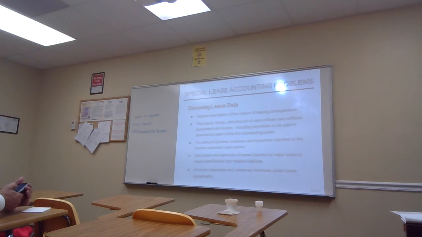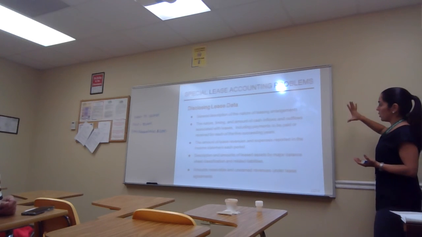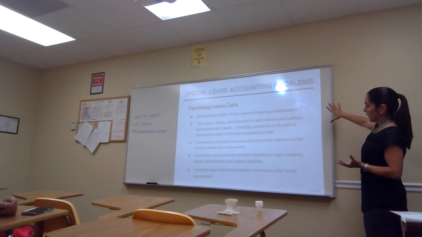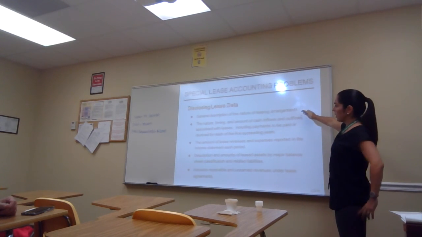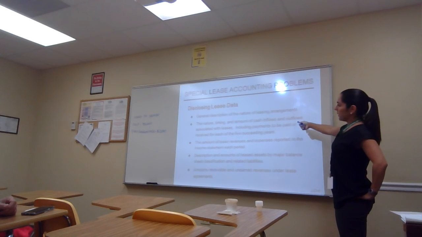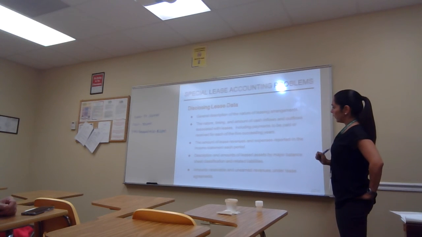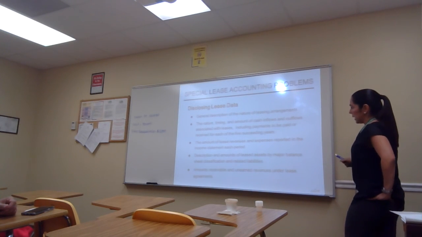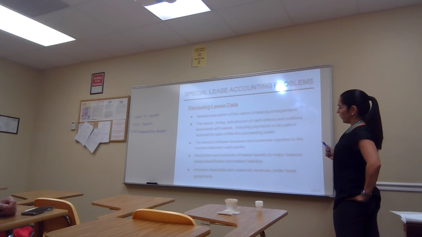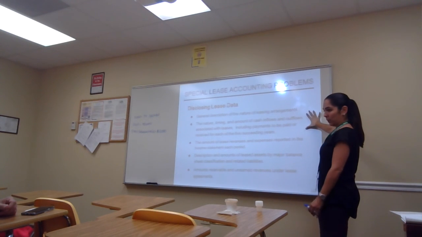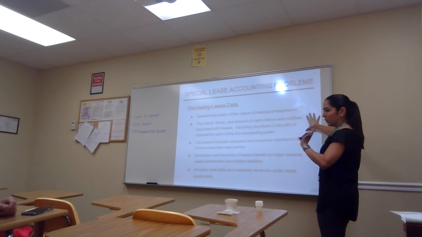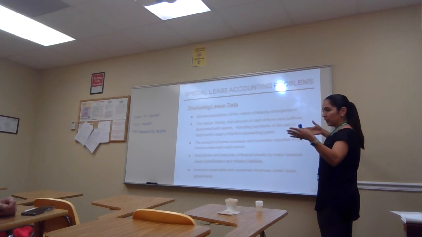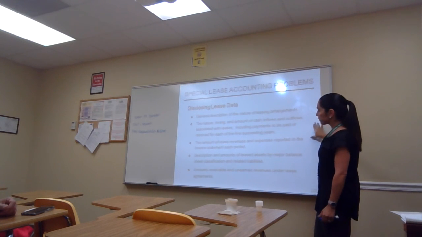And the last slide is disclosing. So this is basically when you have a lease, what information gets disclosed on your financial statements. In the notes section, there's usually going to be a description of the nature of the leasing arrangement, the nature, timing, and amount of cash inflows and outflows associated with the lease, including payments to be paid or received for each of the 5 succeeding years. So remember that, it's 5 years. That's the most you have to put on your statements. You don't have to go further. So if it's a 10-year lease, you only have to put 5 years' worth of information. So the amortization schedule only needs to be 5 years.